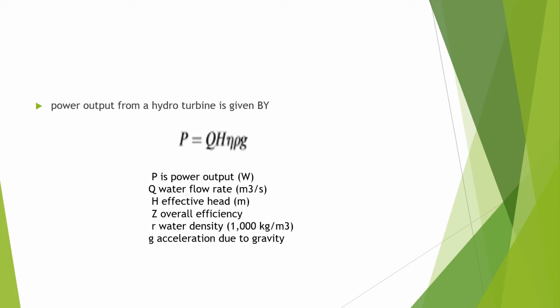So here rho and g can't be changed, so power output mainly depends on water flow rate and effective head. As indicated in the equation, by increasing both water flow rate and effective head, the power output can be increased. And here the water is brought to the turbine through a pipeline called a penstock, and the cross section of that penstock is designed suitably for optimum water flow.